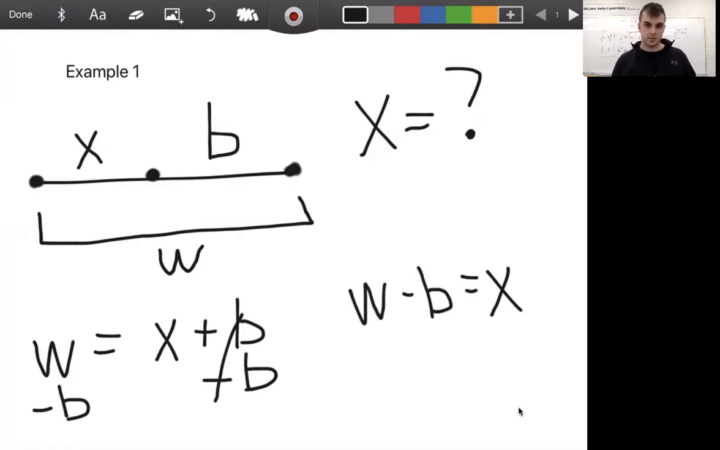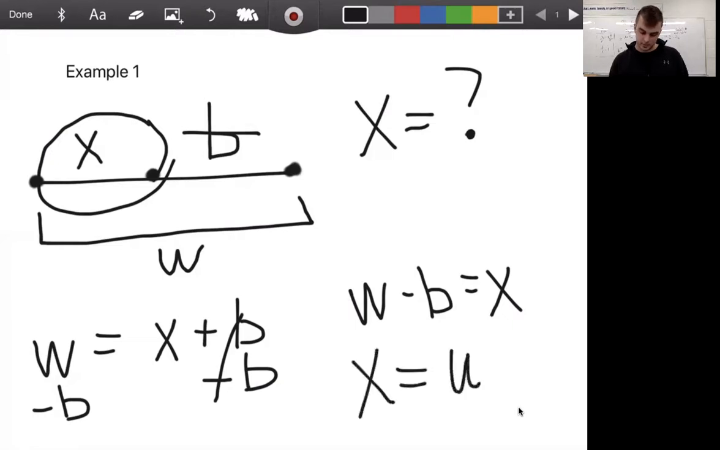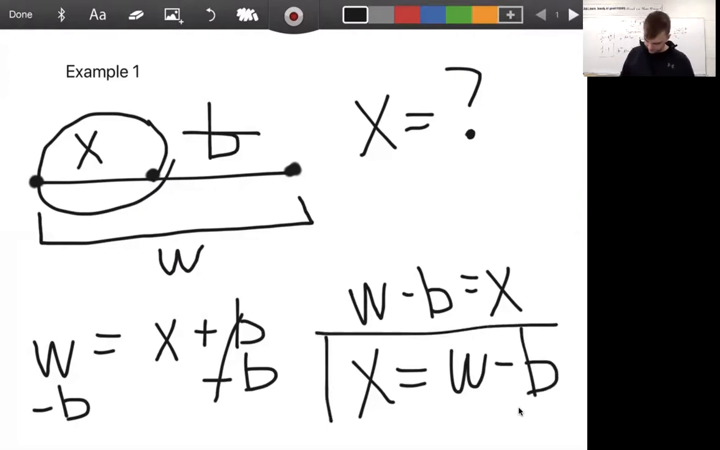Now, if you look at the original thing, if you're trying to figure out what X is equal to right here, well, obviously you take the total, which is W, and you subtract B from it. It's kind of common sense, but now you can figure out an equation to actually explain that. So W minus B is equal to X. The way they're going to want you to write that is put the single variable, the letter, first. So x is equal to w minus b is how you would solve for x. So that right there is your answer for example 1.